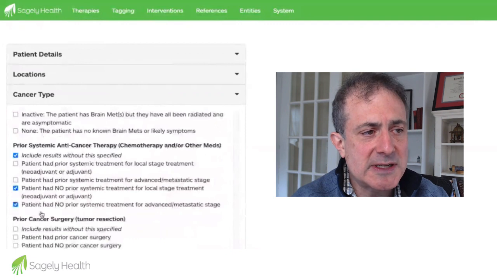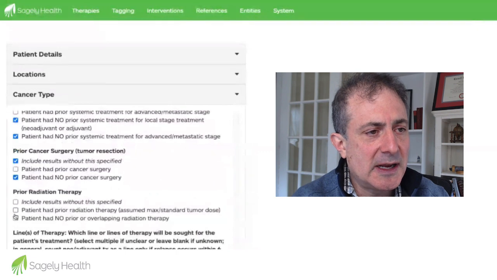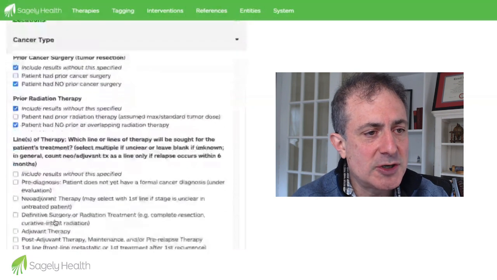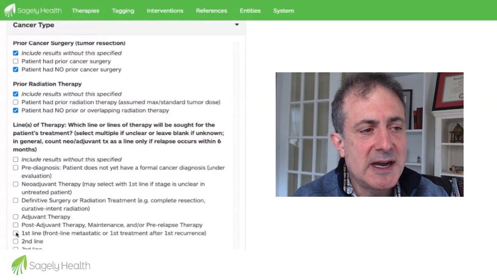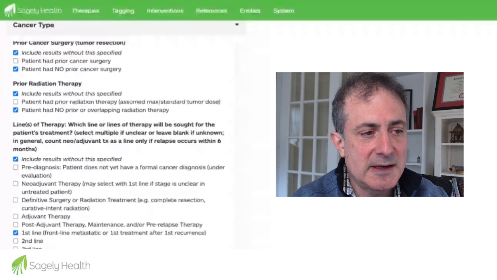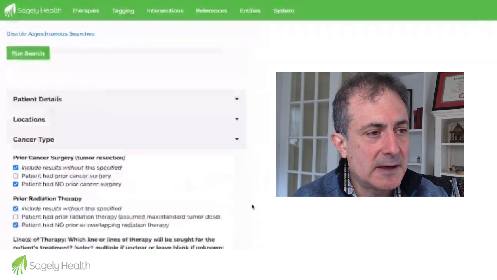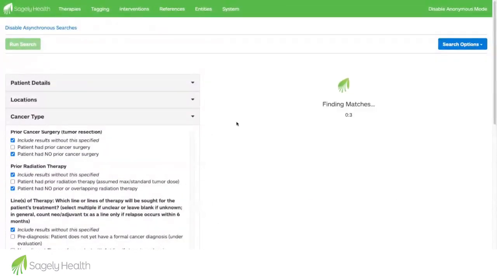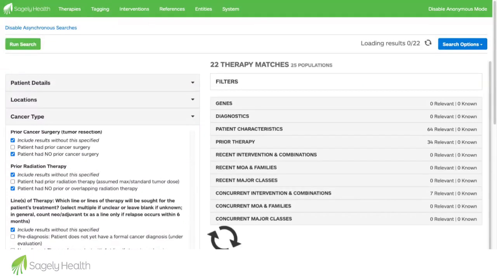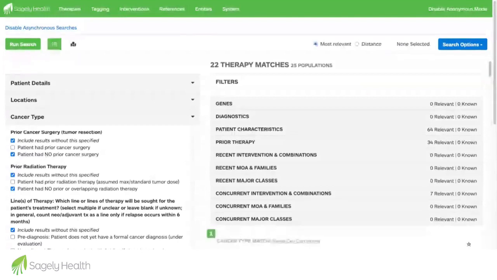It seems like the patient had no prior systemic treatment, no prior surgery, no prior radiation. And this is because the patient is metastatic. This would be for a first-line patient, first line of treatment. Okay. And so we can go ahead and do a search based on this. It takes a few seconds to come up. Sorry, Jeremy. But here we have 22 therapies that match.